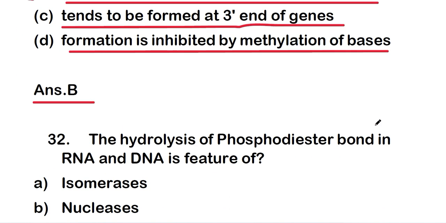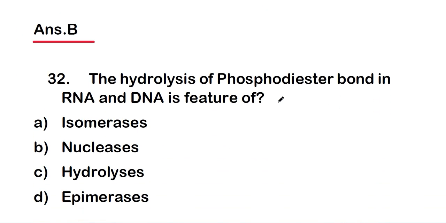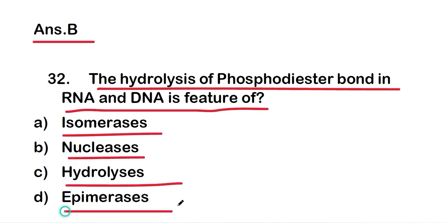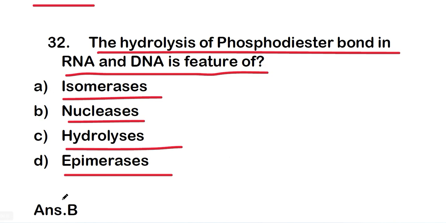Okay, so let's move on to the next question. The hydrolysis of phosphodiester bond in RNA and DNA is a feature of isomerases, nucleases, hydrolases, or epimerases. So the right answer is option B, that is nucleases. So the hydrolysis of phosphodiester bond in RNA and DNA is the feature of nucleases.